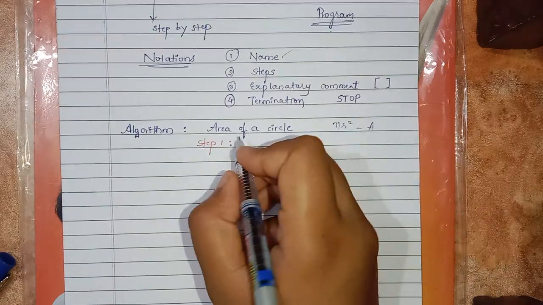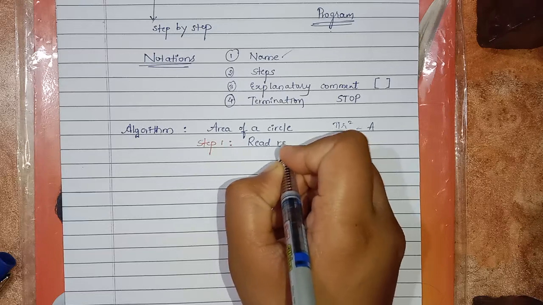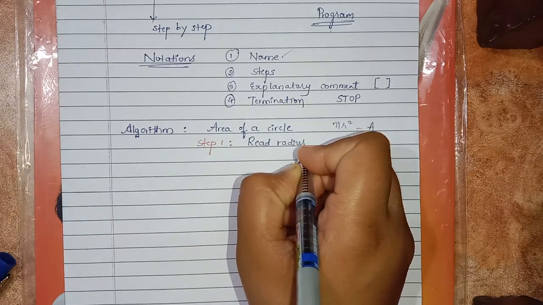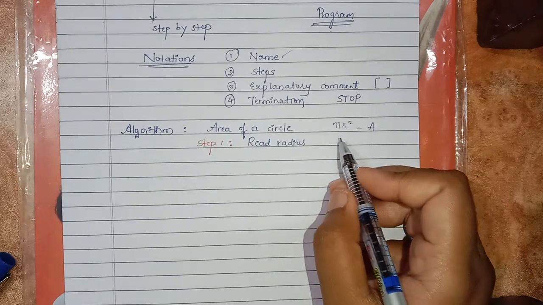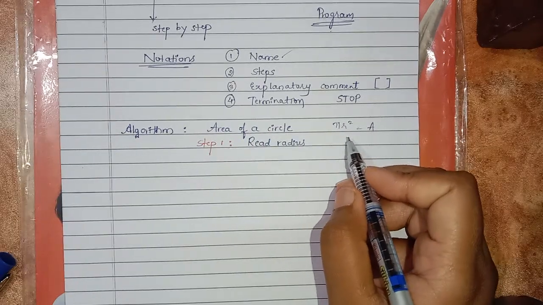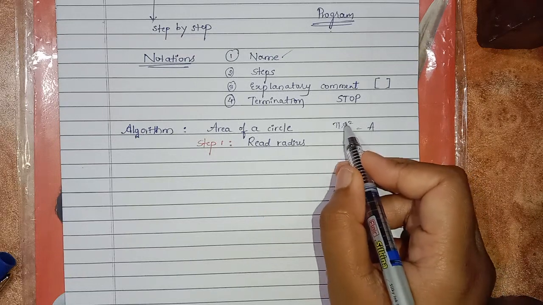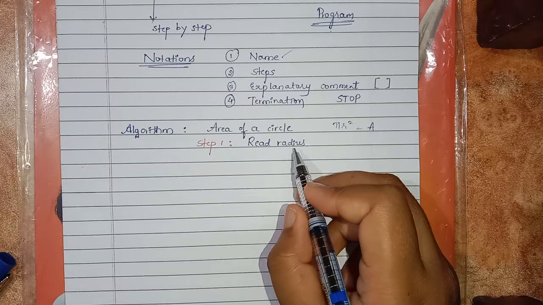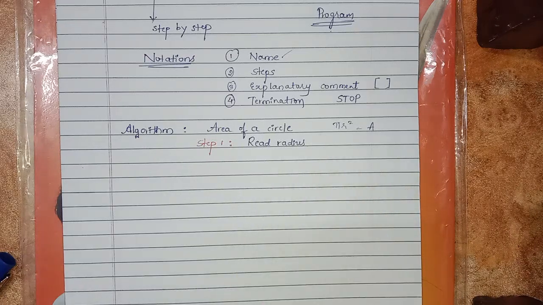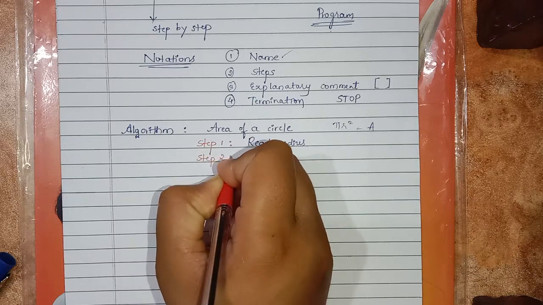So what do you have to do first, in the first step? Read radius. It means the computer should read this radius first. What is the value of radius they have given, in terms of centimeter or meter or kilometer? What is the value of r that is given, that the computer should read first. Understood? So the second thing, step 2. What is step 2?